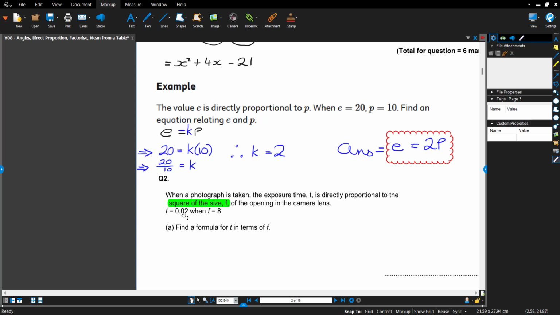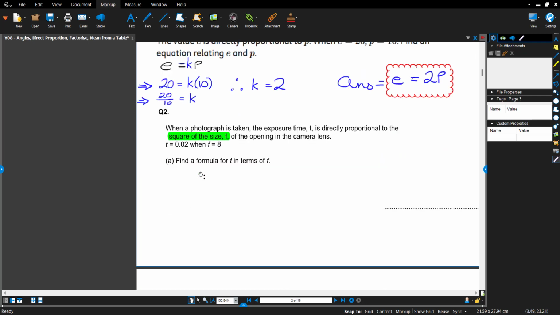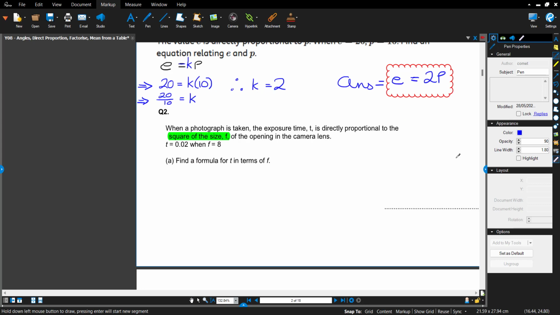So instead of 20, we have 0.02. Instead of 10, we have 8. No big deal. And it's the square of f. Okay, so t is directly proportional to the square of f.